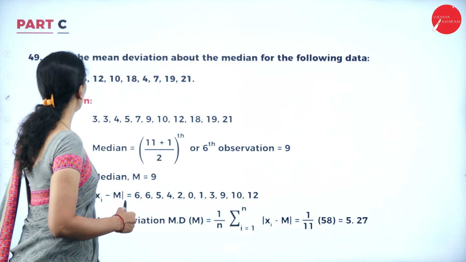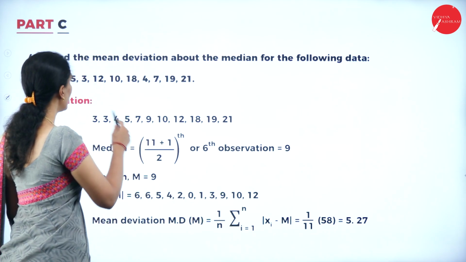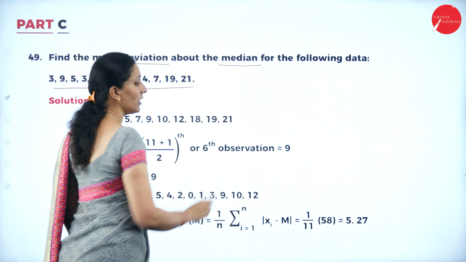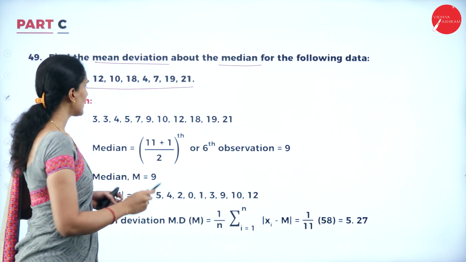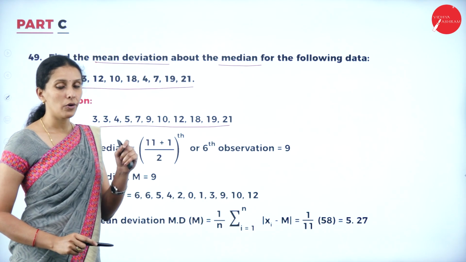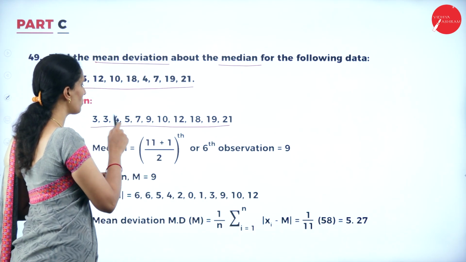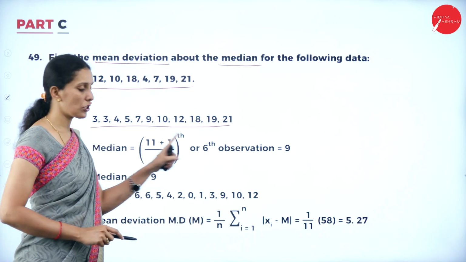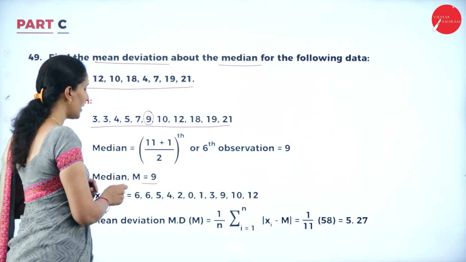Next question. Find the mean deviation about the median for the following data. So the set of scores is given. So to find the mean deviation about median, the scores have to be arranged in increasing or decreasing order. So let's arrange it in increasing order. To find the median, I have to find out (n plus 1) by 2th observation. So n is 11 here because we have 11 numbers. 11 plus 1, 12, 12 by 2 is 6th observation, which will become my median. So which is the 6th observation? 9. Hence my median is 9.